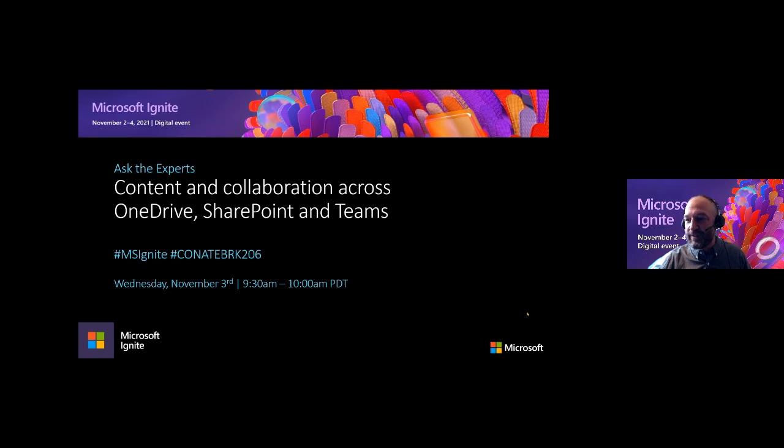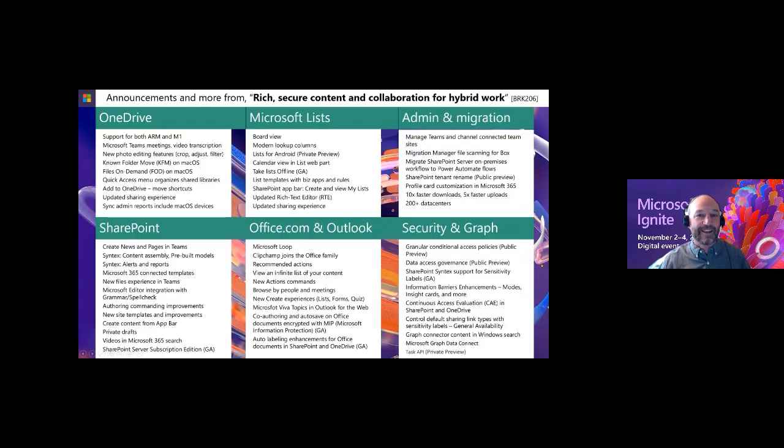To give you a sense of what Jeff covered, if you didn't see the session and want to review, there were just a few things that he mentioned and a few things that were related that we drew into this particular slide. Hopefully it gives you an idea of the people that we have on this ATE that are here to answer questions around OneDrive, lists, admin and migration, SharePoint, Office.com and Outlook, security and graph. So we've got these bases covered. Step up to the bat, ask your questions. I bet you're going to hit a home run.